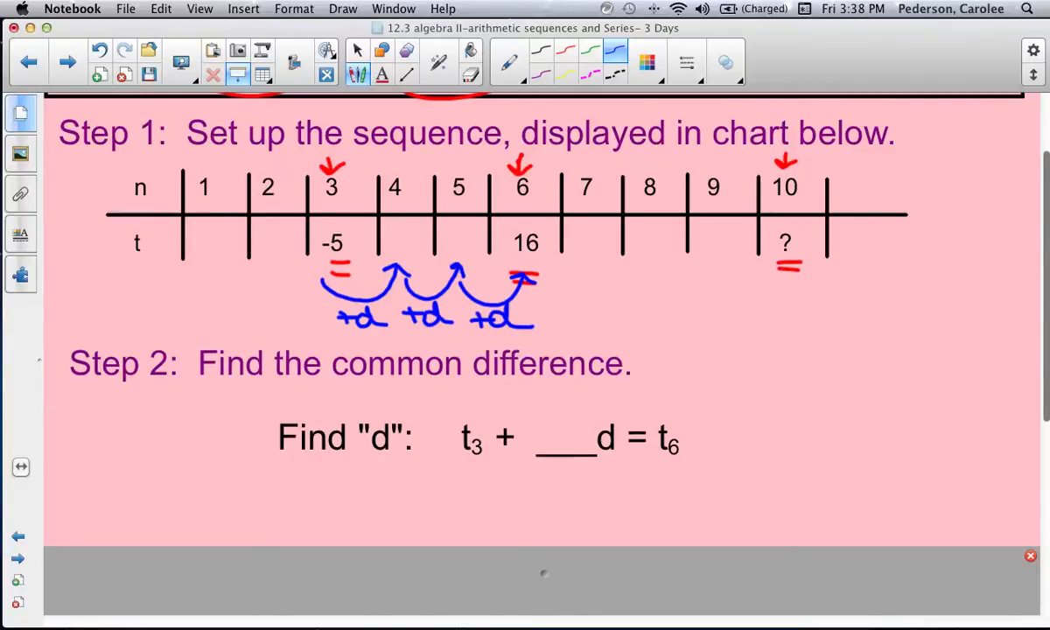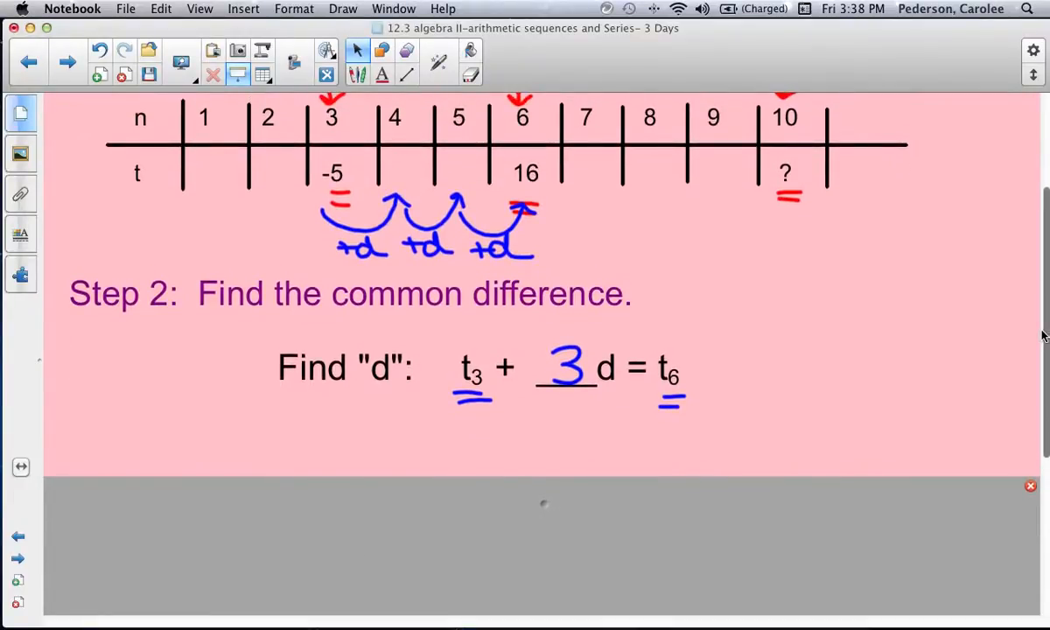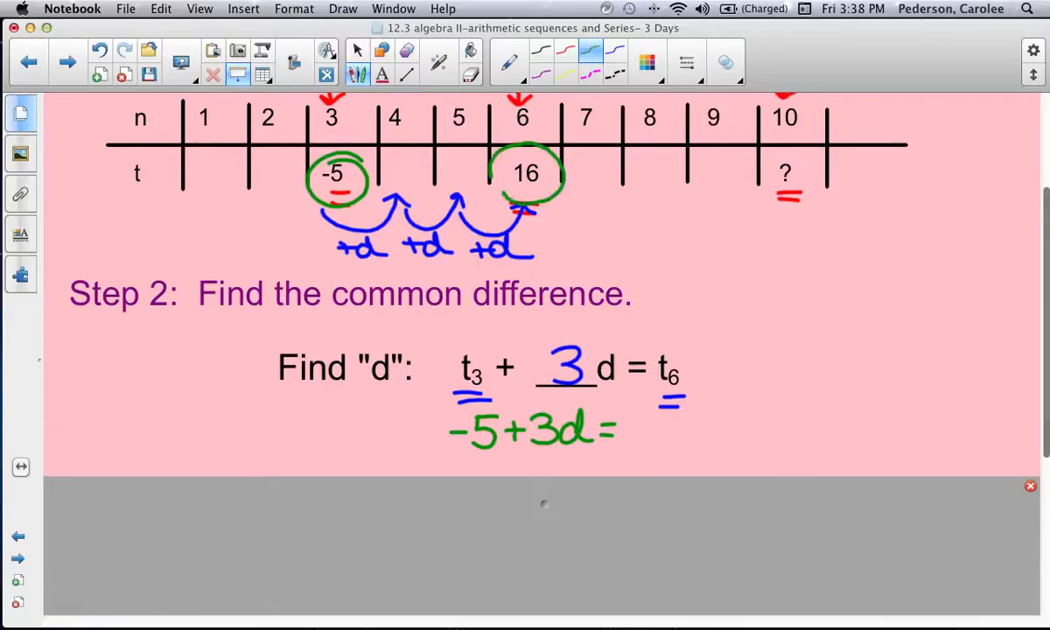So in step 2, to find the common difference, to find that D, I'm going to start with term 3 and add 3 common differences to get me to term 6. Now let's substitute what we know in that equation. Term 3's value is -5. So that's going to go right here. And then plus 3D is still the same. And then term 6 is 16. And we're going to solve this equation for D.